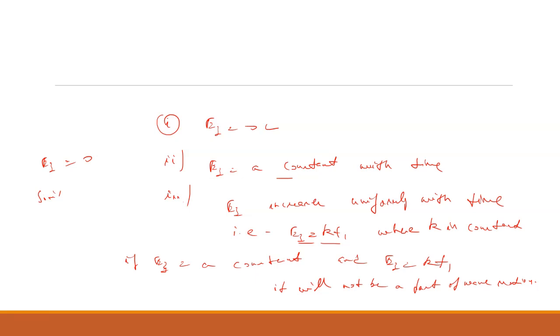Similarly, Hz equals 0. Now it proves our definition that the components of electric and magnetic fields of a uniform plane wave in the direction of propagation are 0. This solution is the only one possible.